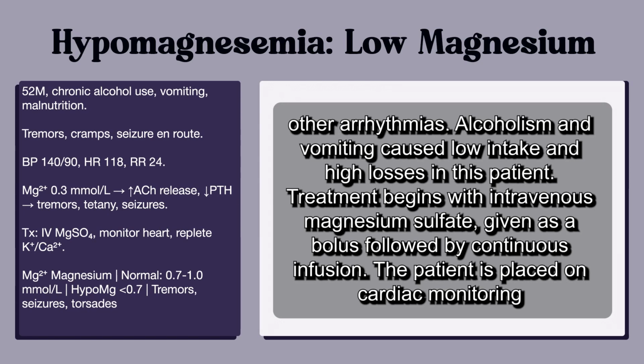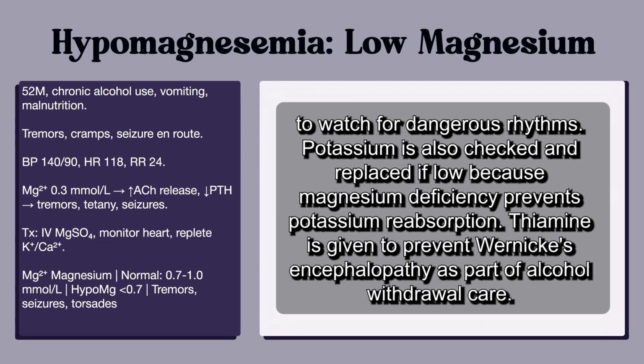Treatment begins with intravenous magnesium sulfate, given as a bolus followed by continuous infusion. The patient is placed on cardiac monitoring to watch for dangerous rhythms. Potassium is also checked and replaced if low, because magnesium deficiency prevents potassium reabsorption. Thiamine is given to prevent Wernicke's encephalopathy as part of alcohol withdrawal care.